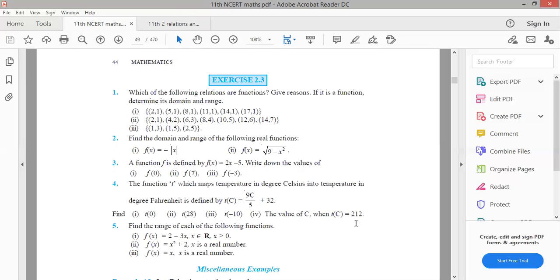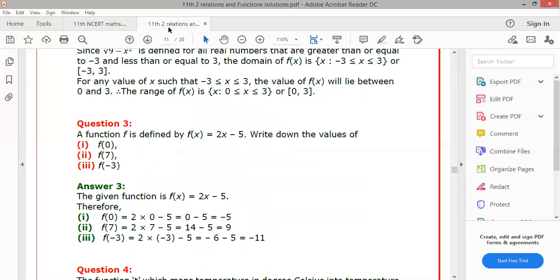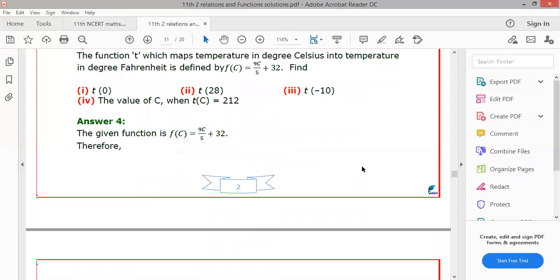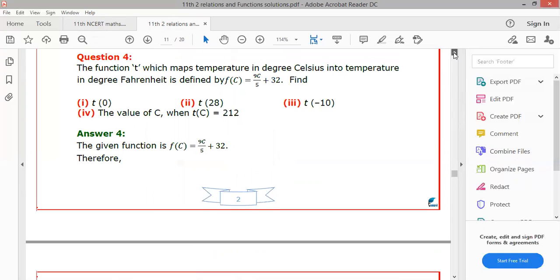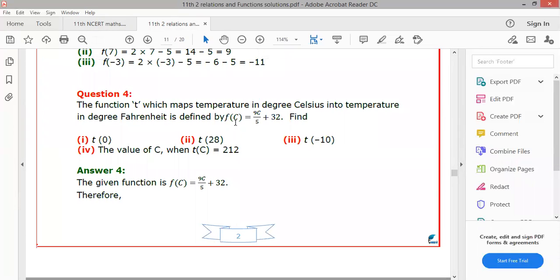Okay, so this time, first of all, we have to find t of 0. That means we have to calculate the value of the function at c is equal to 0. So see here, the function is defined like this, t of c. We have to find t of 0. What we will do, we will write here, instead of c, we will write 0. So we will get the required value.